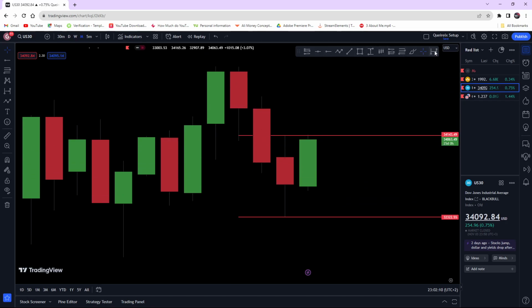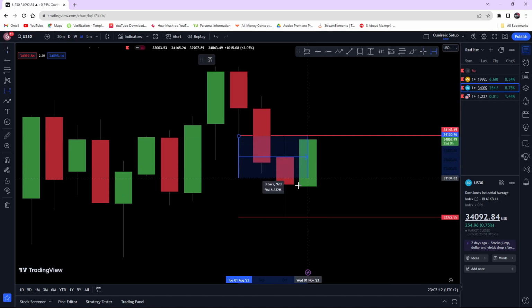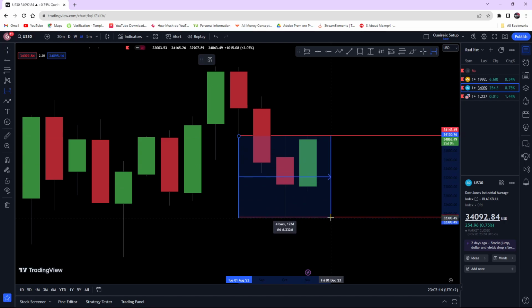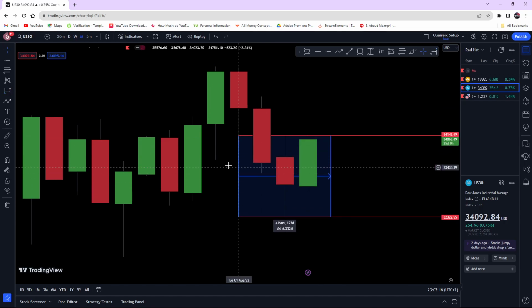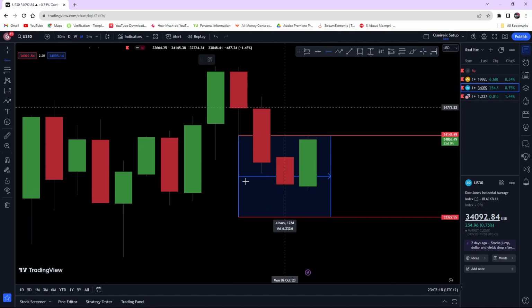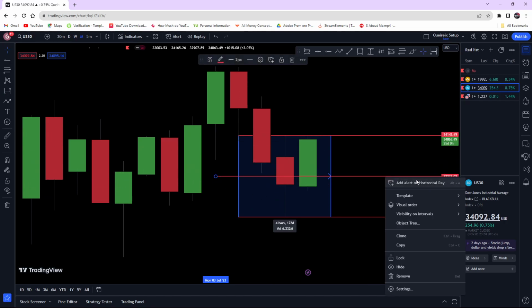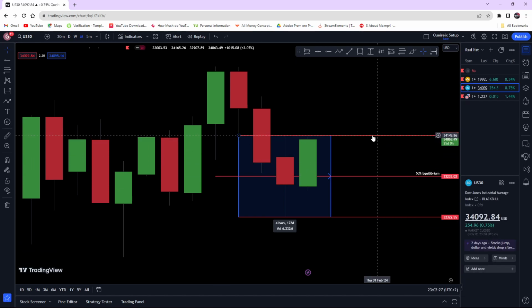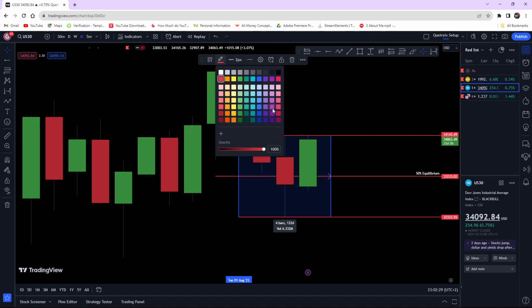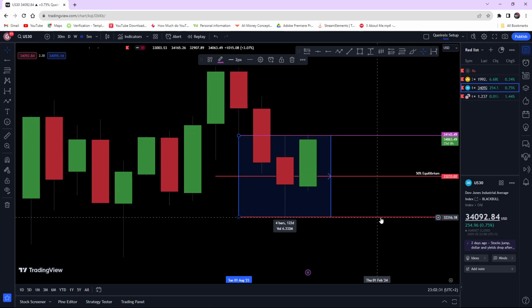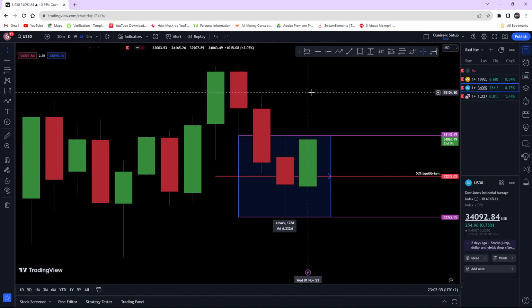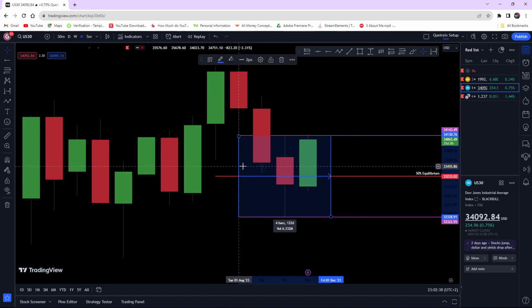Then we're gonna find the equilibrium for that. We can also see that the month of November is already moved bullish on US 30. There's our equilibrium. We're going to change those colors.